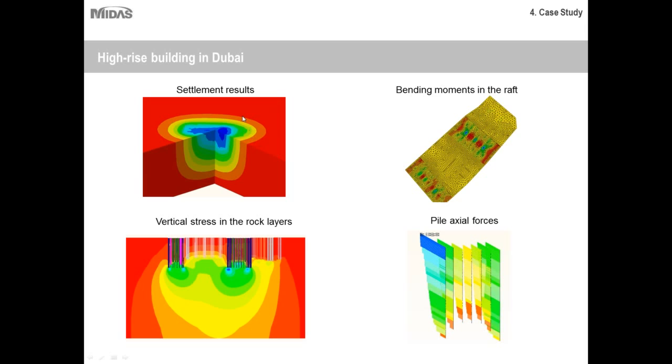You can see the settlement results from the soil solid data. Then I think solid elements were used to model the raft. You can either use solid or plate elements depending upon your needs, but the bending moments were directly extracted from the raft. The vertical stresses were easily captured based on the soil strata and the interaction of the pile and at the pile tip.